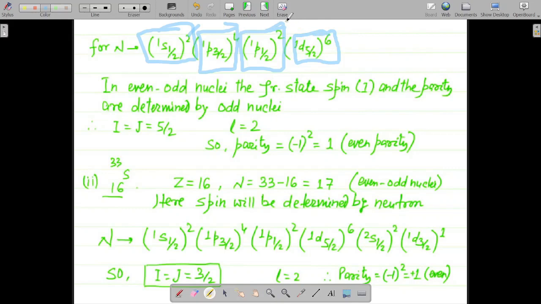And as it is paired up, what will happen? It will yield you 0 spin, and even parity. So no need to write with respect to neutron.